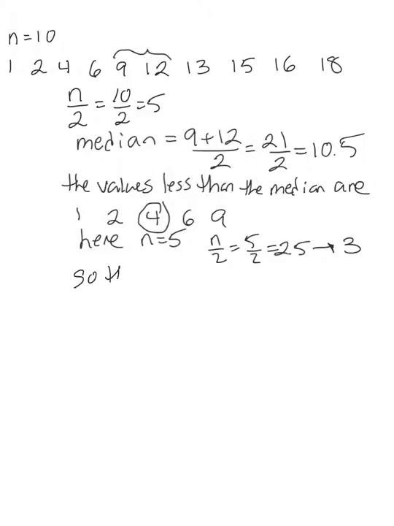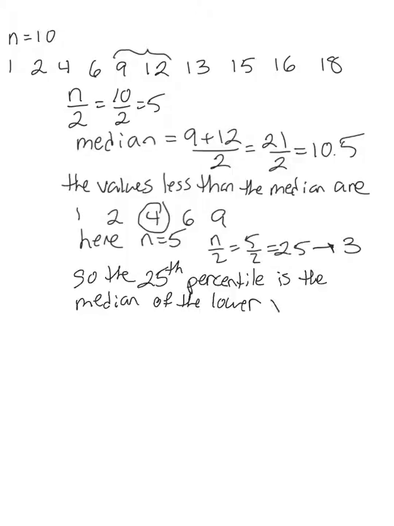So the 25th percentile is the median of the lower values, which in this case is 4.